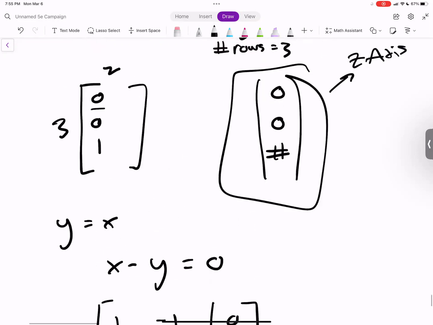We start with 0. What does the second one have to be? 0. Start with 0, what's the second one? Start with 0, what's the second one? 1. We start with 1, the second is -1.